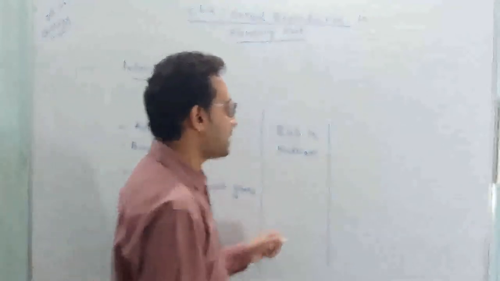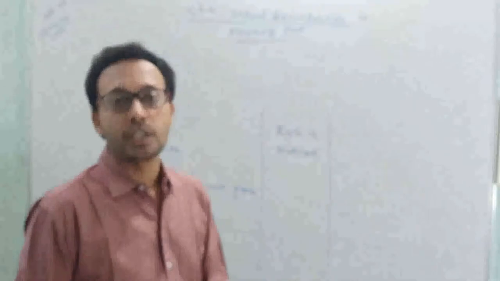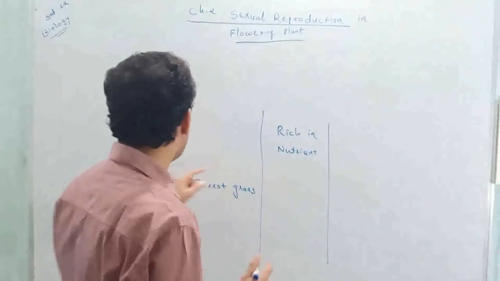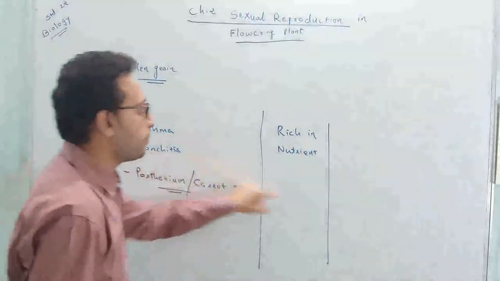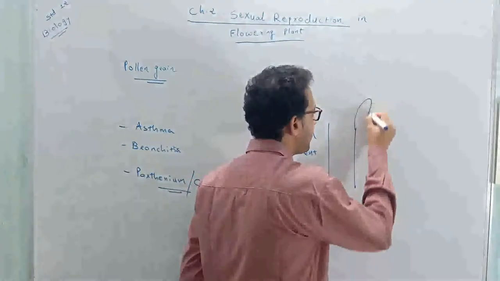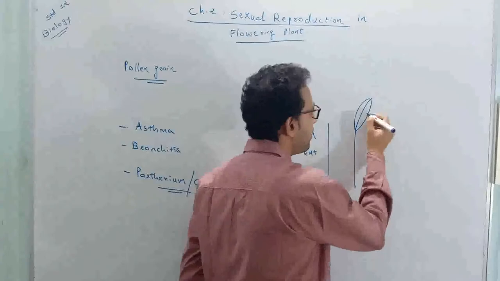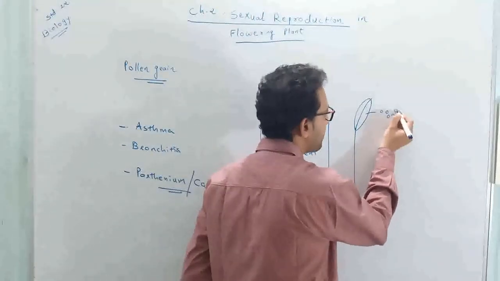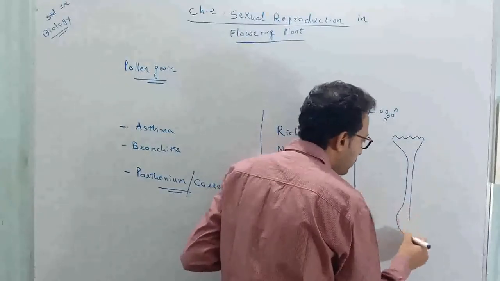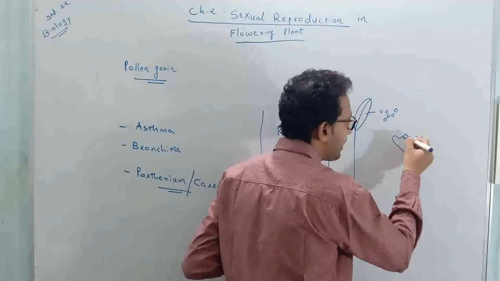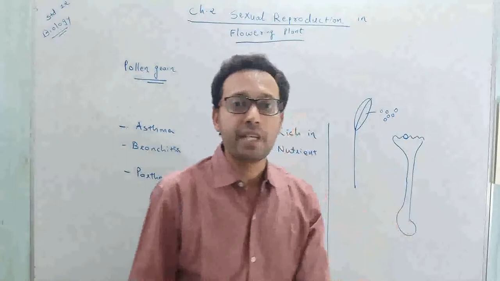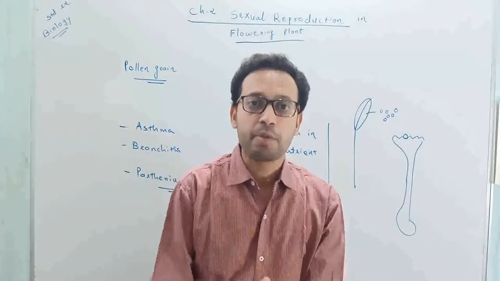The next and last characteristic of pollen grain that was remaining, after the pollen grain causing respiratory disorders and being rich in nutrients, is this. Now what happens once the pollen grain is released? Suppose this is an anther and this is a filament. From that the pollen grain gets released. Now this pollen grain should fall onto a stigma, the female reproductive part. Until it falls onto a stigma, it should remain viable, or capable of living.